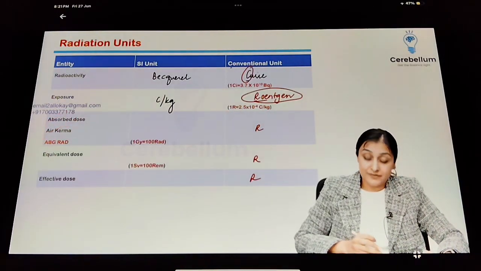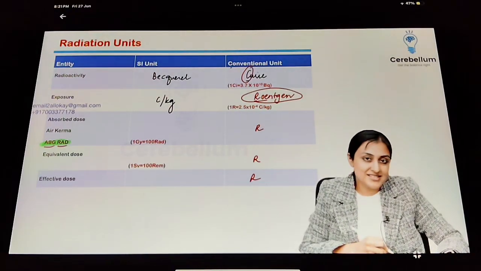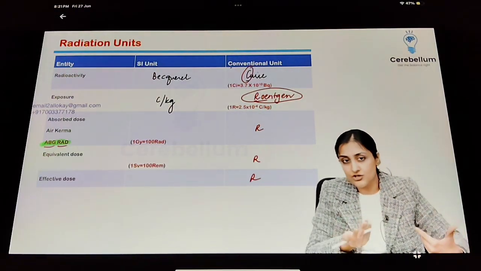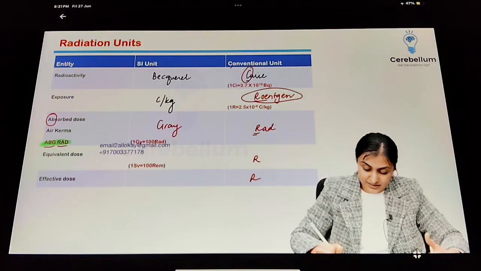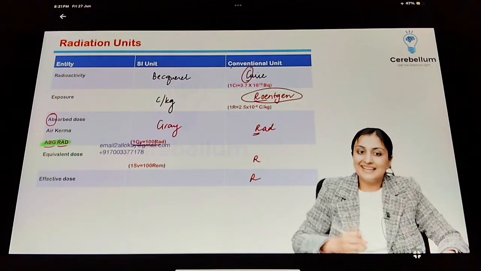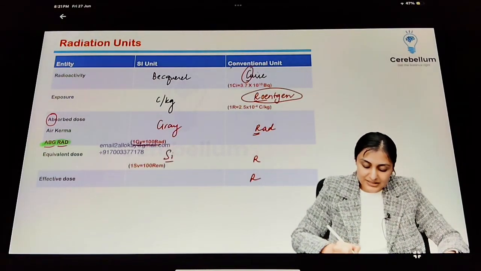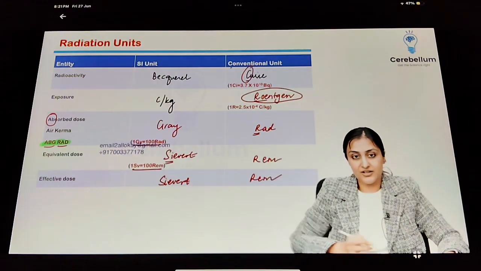Absorbed dose and air kerma have the same unit. For that, you can remember ABG rad. What is ABG rad? You know how we integrate stuff, integrate ABG with radiology. So absorbed dose, SI unit is gray, R is conventional, so that's rad. So gray and rad. 1 gray is 100 rad. Equivalent and effective dose thankfully have the same unit. SI is starting with SI, so that is sievert is the SI unit and REM is the conventional unit. So 1 sievert is 100 REM.